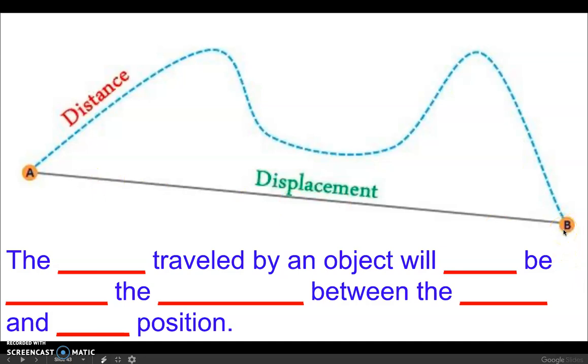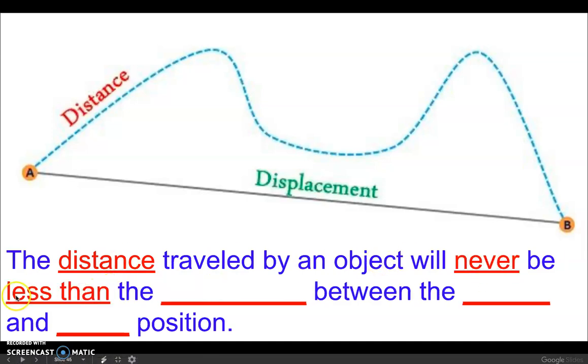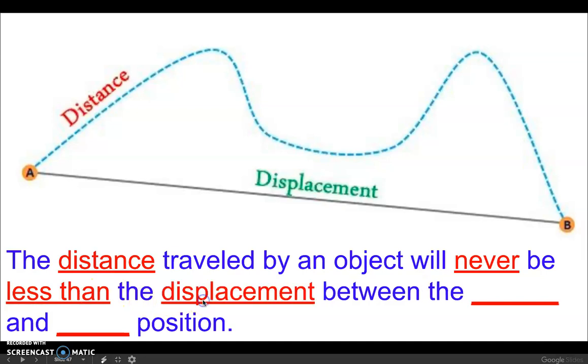Like if you were a bird and you could fly directly from point A to point B, that would be the displacement. And so the distance traveled by an object will never be less than the displacement between the starting and ending position.